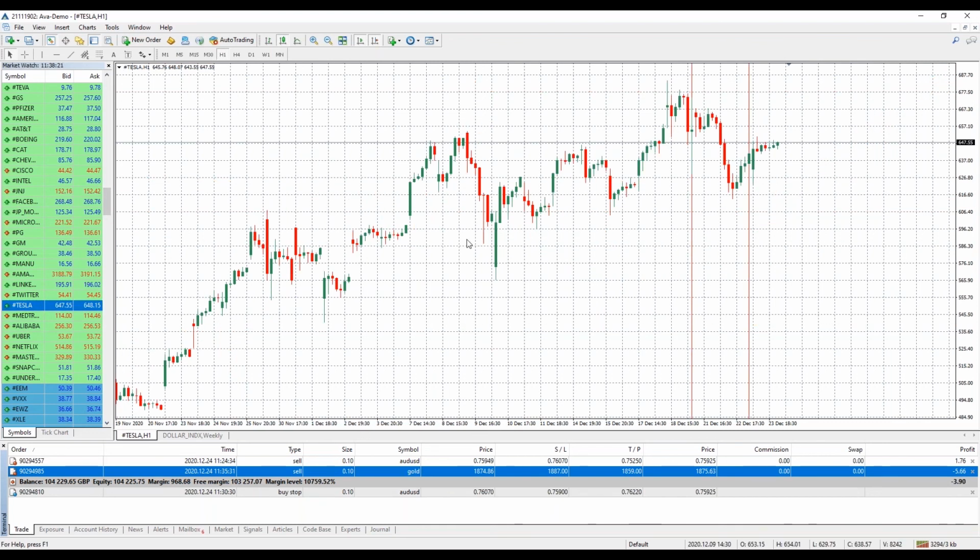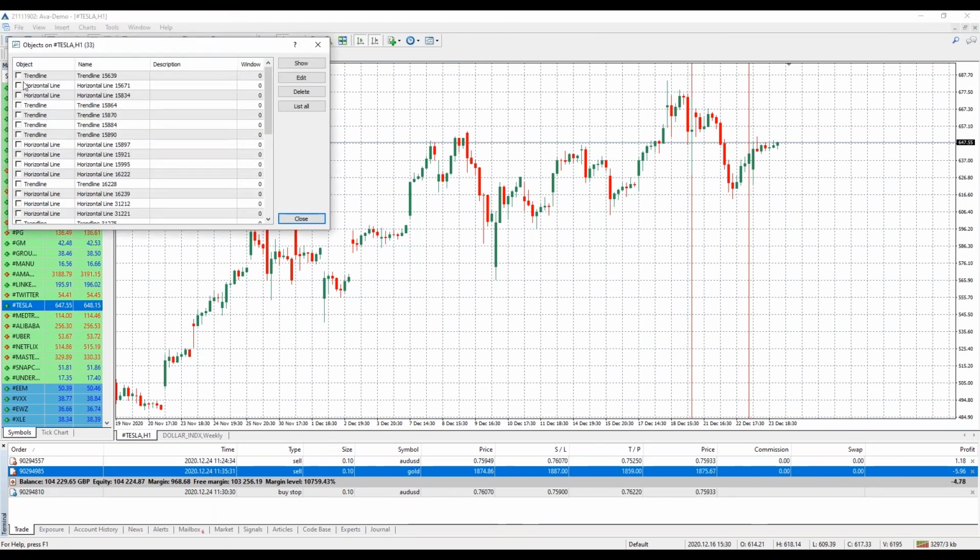Okay. So what's happening with Tesla? And let me get rid of some of these lines.